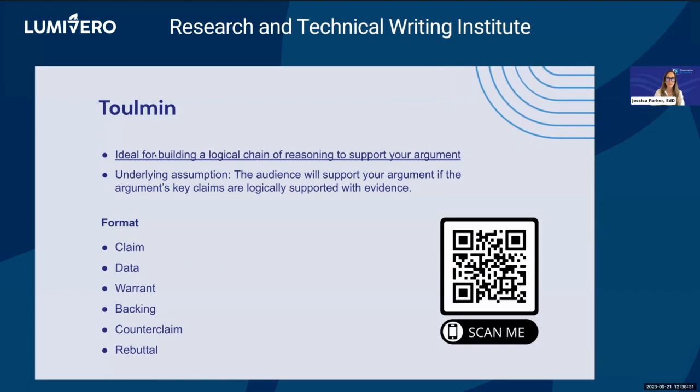So we're going to start with the Toulmin method. This one is ideal for building a logical chain of reasoning to support your argument. I have a QR code here if you want to download a full PDF version of a Toulmin method essay. All of these methods work on basic assumptions. We always have assumptions going into our writing. The underlying assumption is that the audience will support your argument if the claims are logically supported with evidence. So this argumentative writing method is perfectly in line with everything we've discussed up until now.